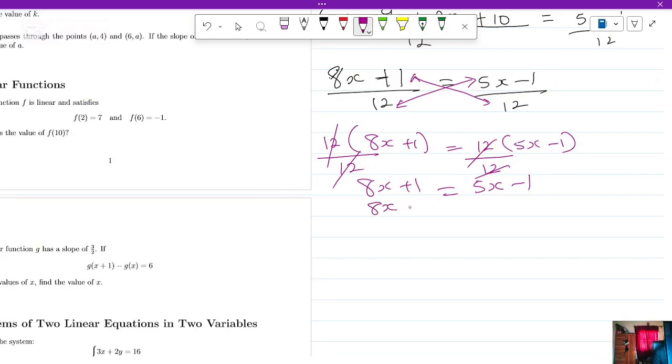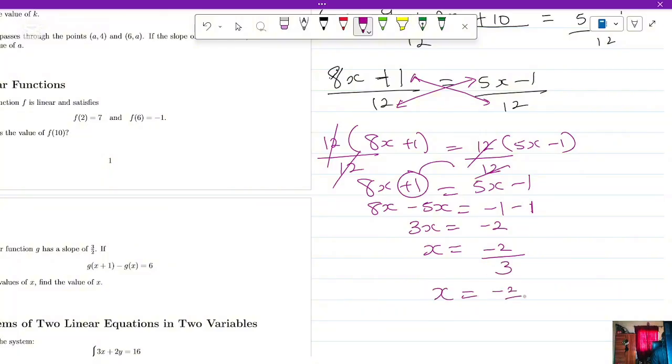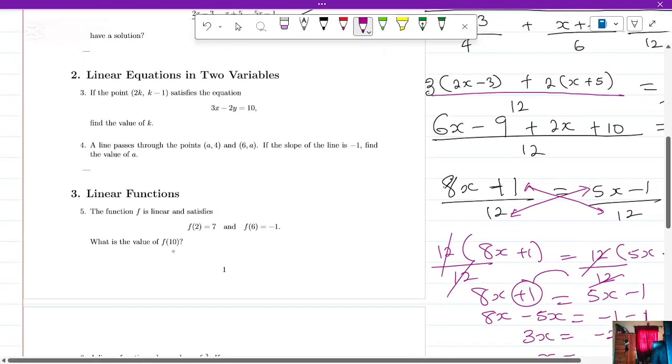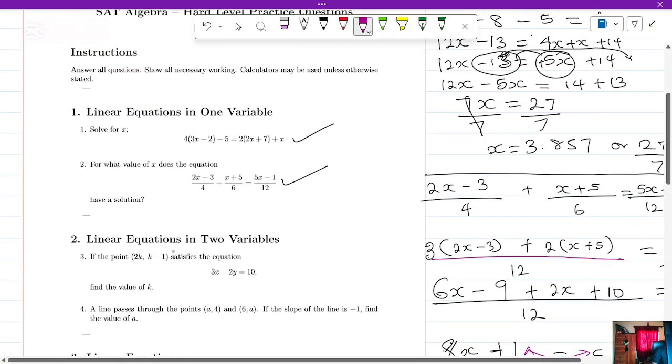That will be 8x minus 5x equal to minus 1. Now if this one should move to the other side, it turns to what? Minus 1 as well. So 8x minus 5x is 3x equal to minus 2. Then x is minus 2 over 3. So your x is minus 2 over 3, like that. So that is how you do well to solve that particular question as well.